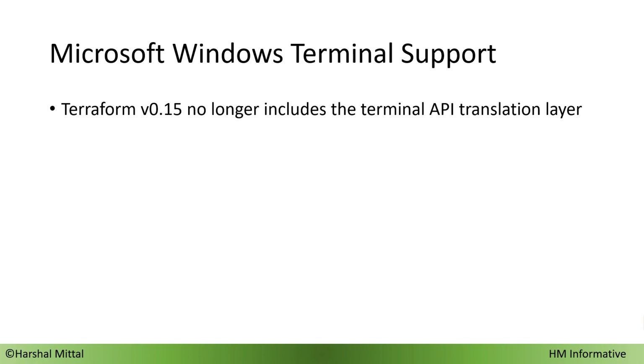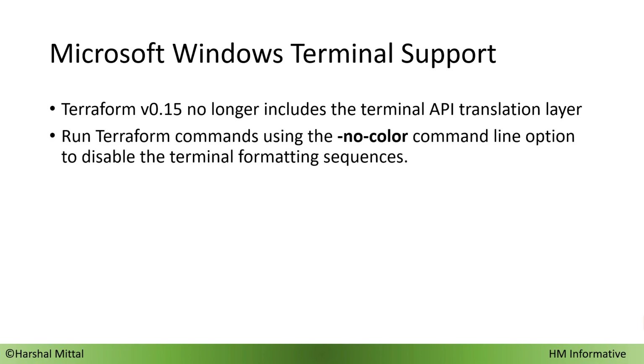Run the Terraform command using the -no-color command line option to disable the terminal formatting sequences. This will cause the output to be unformatted plain text, but as a result will avoid the output being interspersed with uninterpreted terminal control sequences.